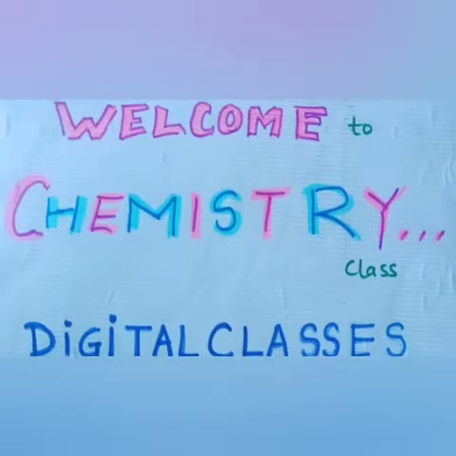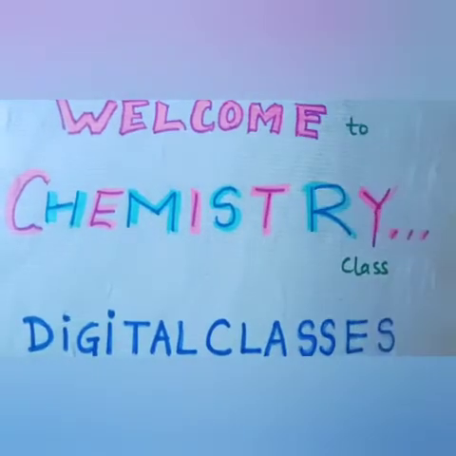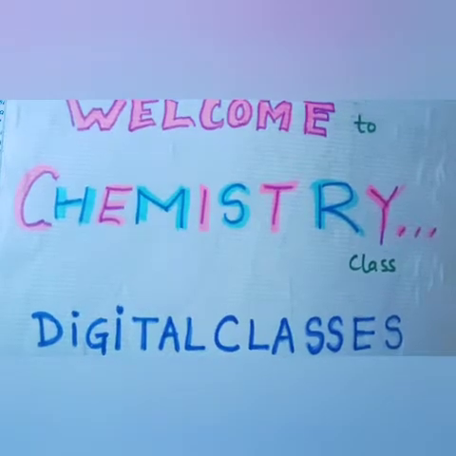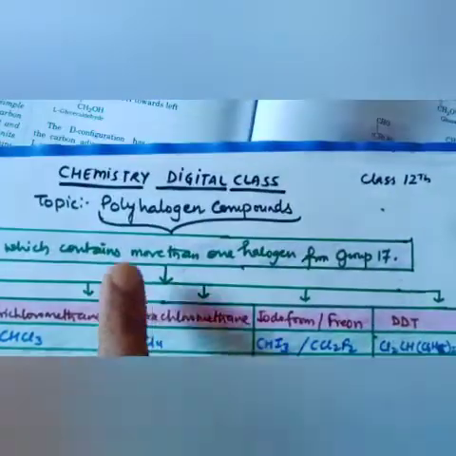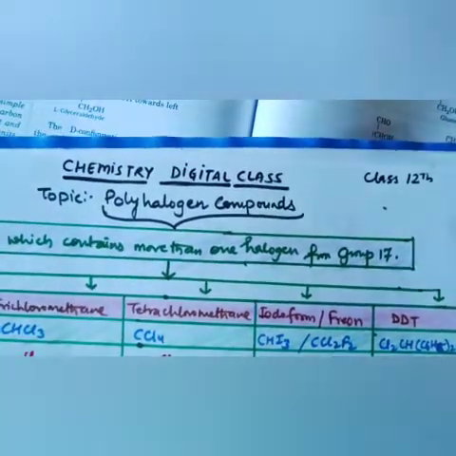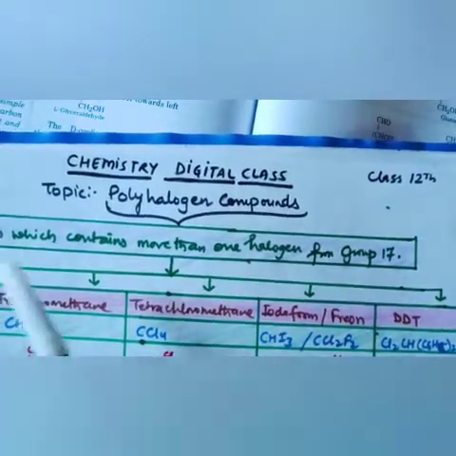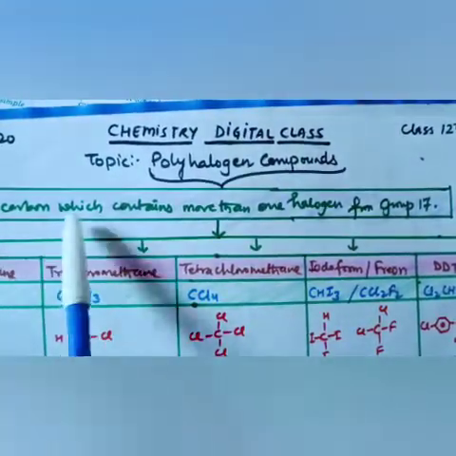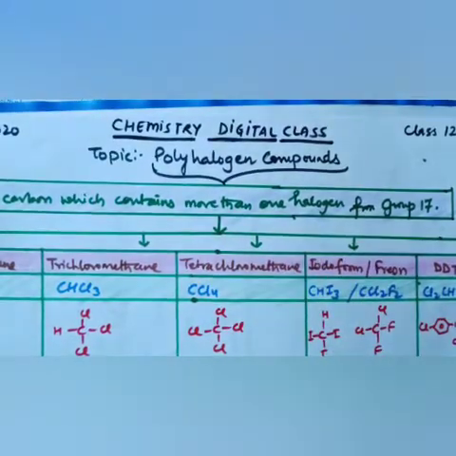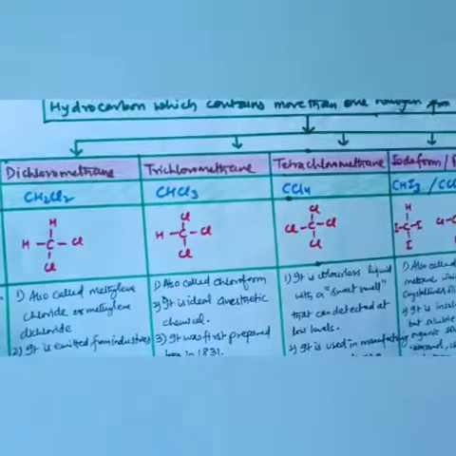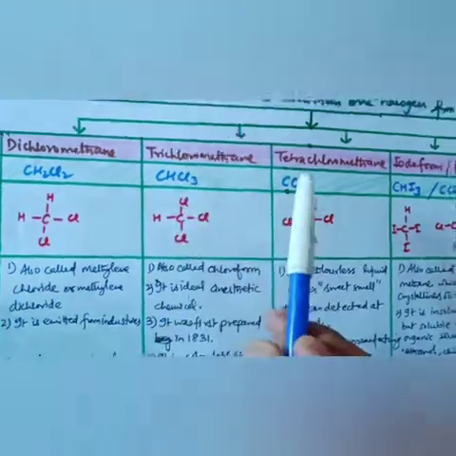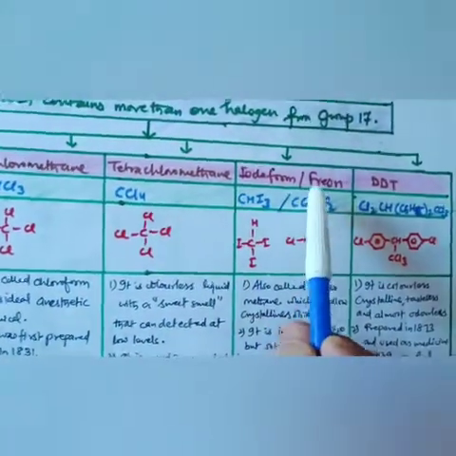Before starting today's topic, I got some queries from the students through the conference call system, so I just want to clear those doubts first. The doubt is related to some important compounds of haloalkanes and haloarenes, which we can also call polyhalogen compounds. Polyhalogen compounds are hydrocarbons which contain more than one halogen from group 17. There are different compounds: dichloromethane, trichloromethane, tetrachloromethane, iodoform and freon.